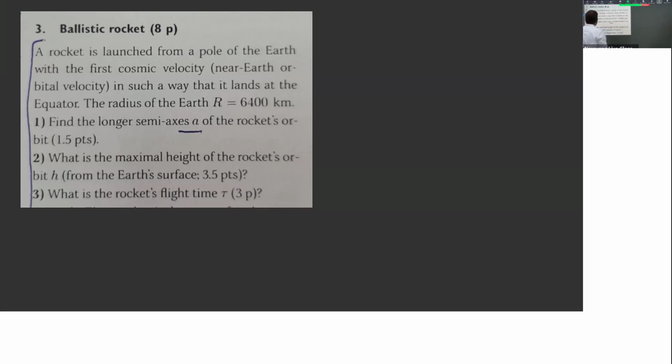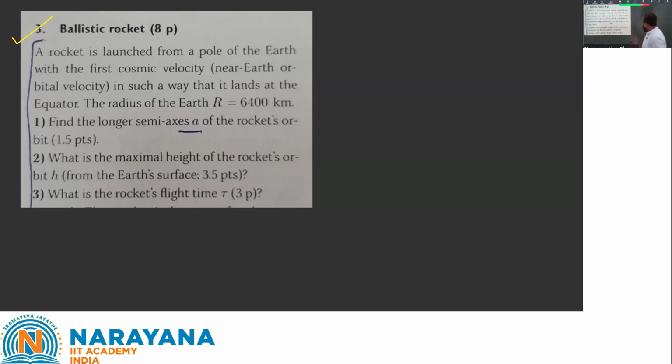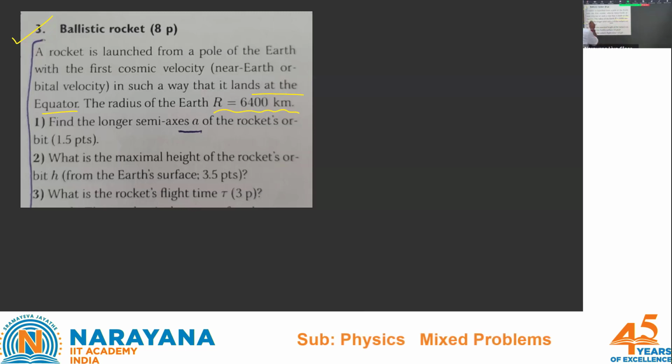In this problem, he is talking about a rocket which is launched from the pole of the Earth with the first cosmic velocity, that is the near Earth orbital velocity. We'll use it in such a way that it lands at the equator, right? Radius of Earth is given to us. So there are these three questions which he has put up.